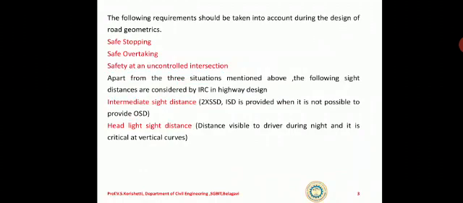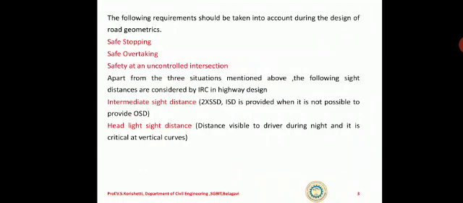The first one is what? The safe stopping. A driver traveling at the design speed has a sufficient sight distance or length of road visible ahead to stop the vehicle without collision in case of any obstruction on the road ahead. As stopping is the most essential requirement to avoid collision, this requirement should be fulfilled all along the road section.